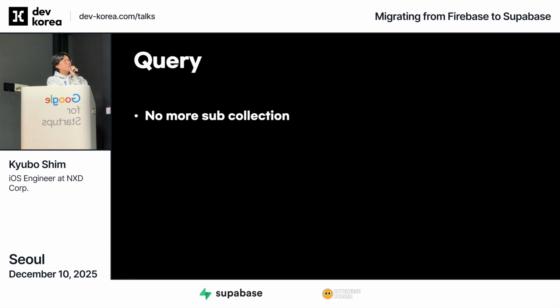The first thing I want to talk about is the query. For everyone who has used Firebase, the query really sucks. After I migrated from Firebase to Supabase, there are no more sub-collections, finally. Previously we had a structure with a sub-collection for each team. Now it's just one songs table with a bunch of columns. It's much, much cleaner, and it makes it much easier to query data across multiple teams at once.